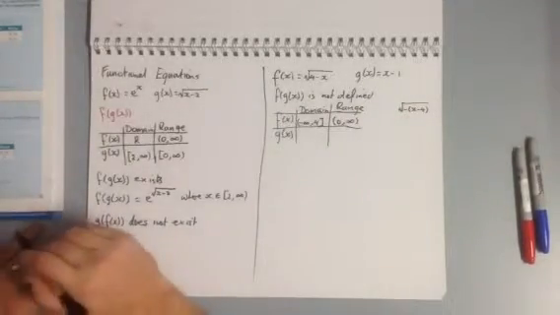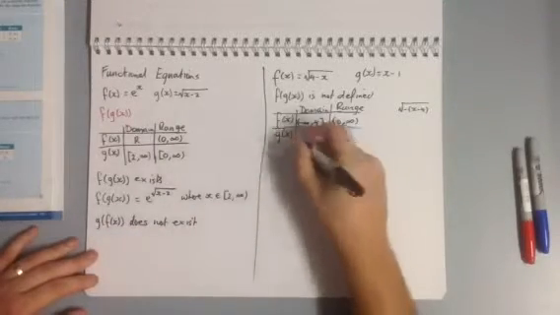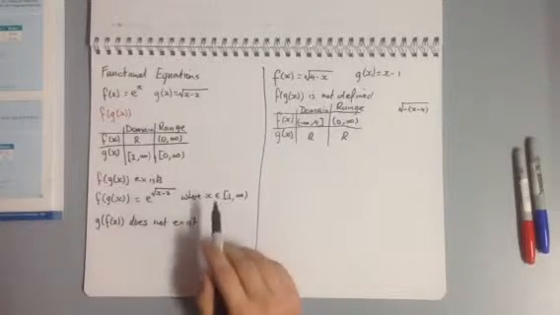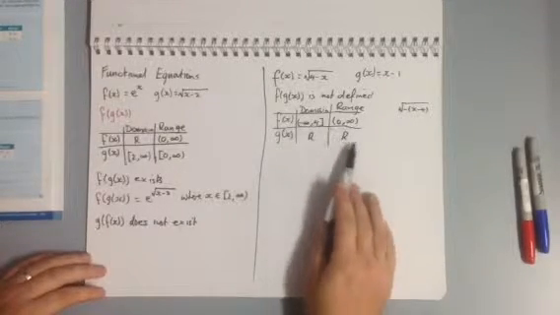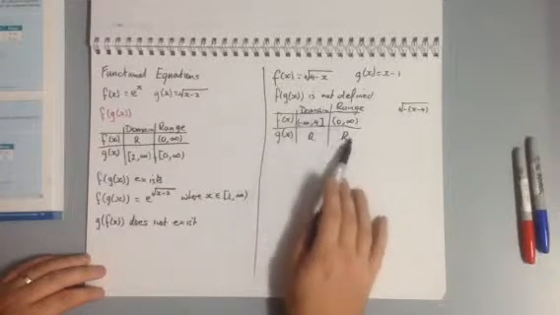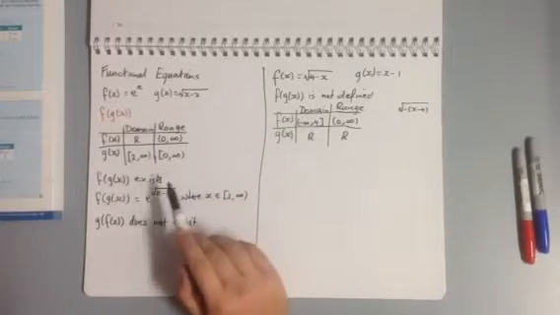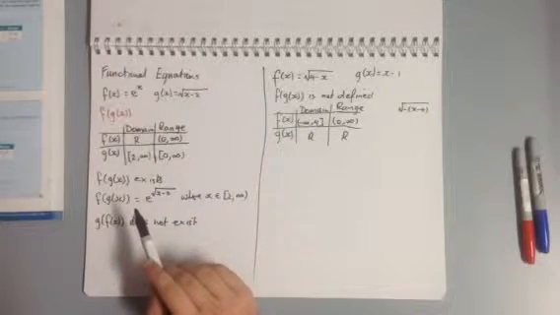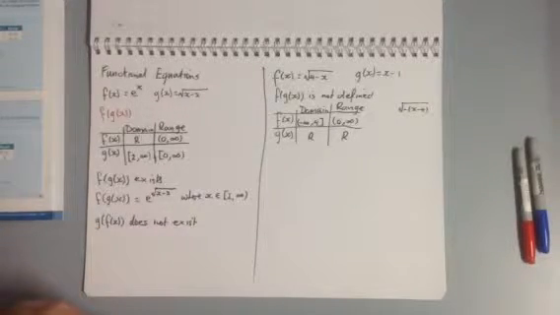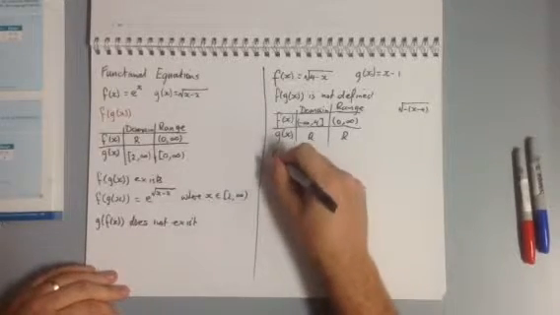And for g of x, we can see that our domain will be R and our range will be R. Then we need the range of g of x to be a subset of the domain, and we can quite clearly see that this is not a subset of this. So what we need to do is restrict the domain of g of x to form a new function h of x, so that f of h of x exists.